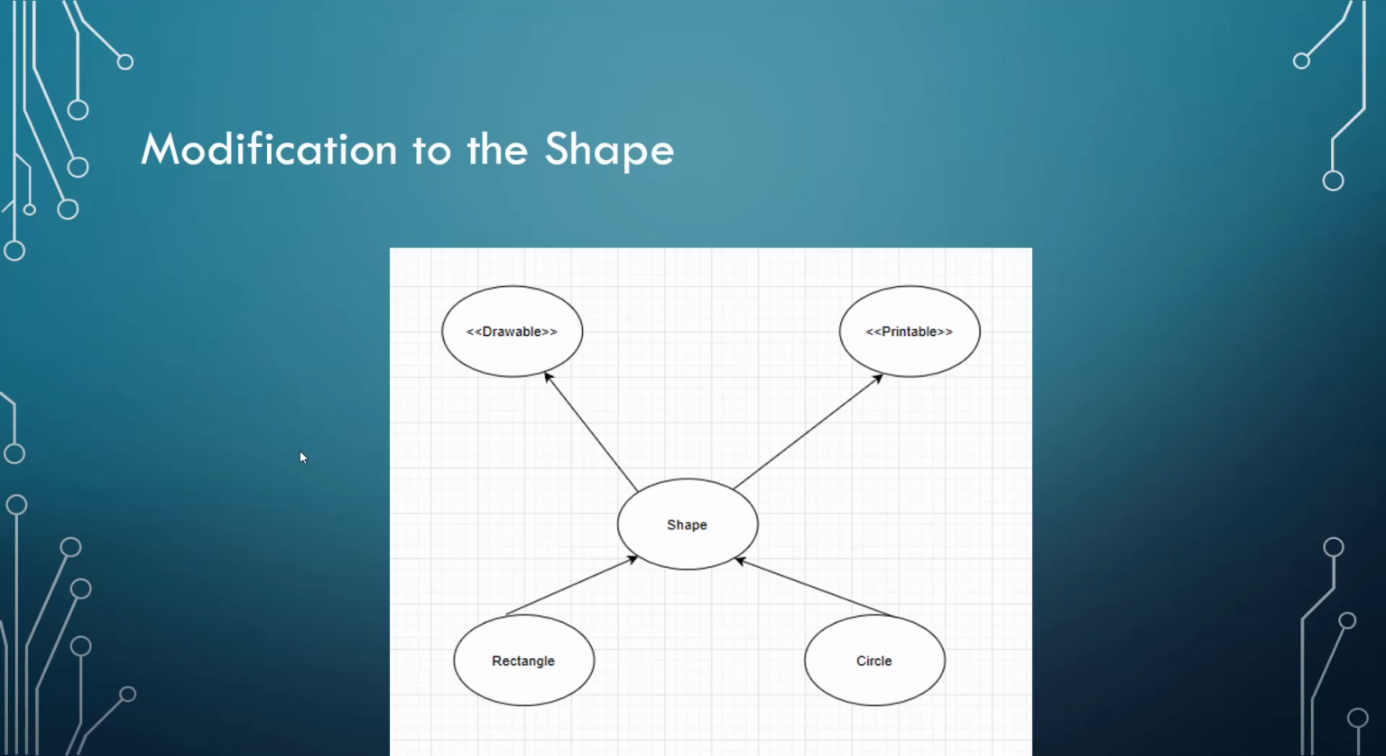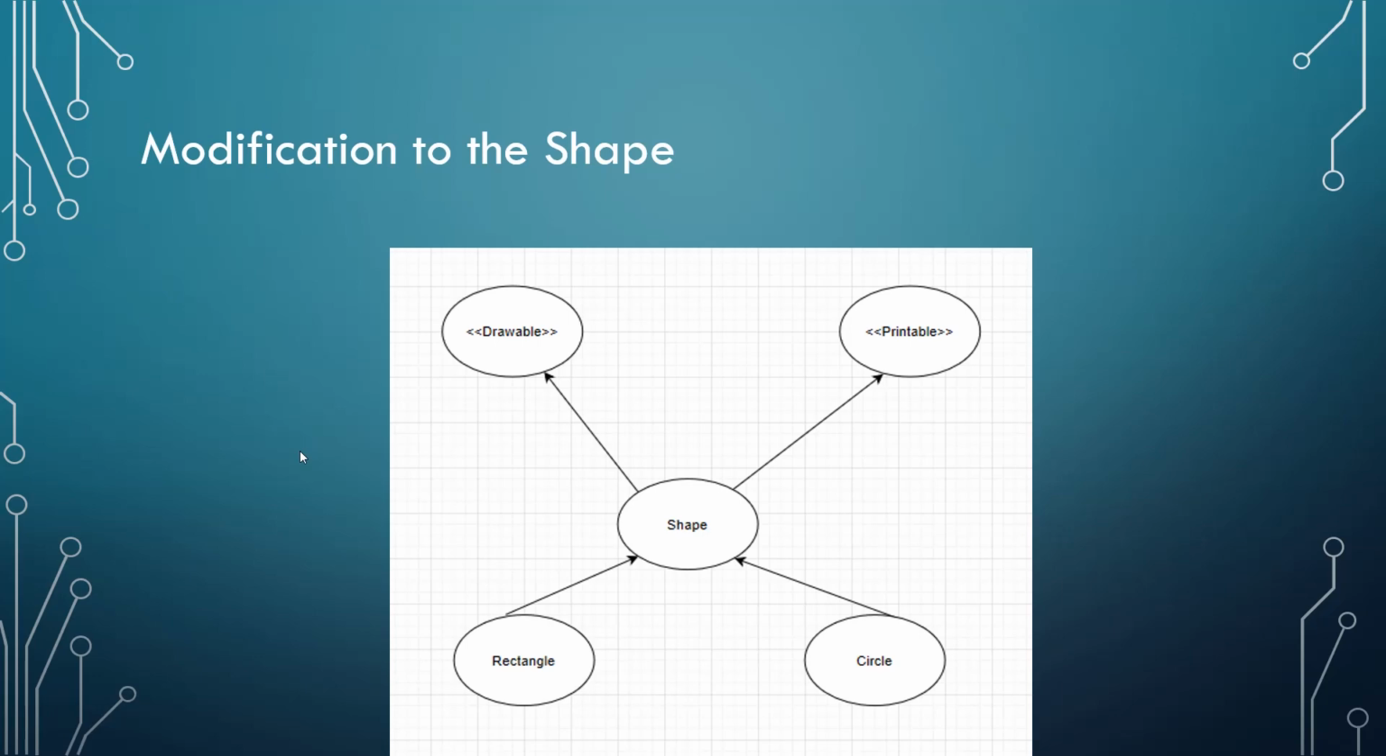In the next example, we're going to modify the shape example to be this. Instead of Rectangle inheriting directly from Drawable or Printable, and the same thing for Circle, we're going to have a Shape. The Shape is going to be an abstract class. It's going to inherit from Drawable and Printable, and then Rectangle will inherit from Shape, and Circle will also inherit from Shape. So Rectangle is a Shape, Circle is a Shape, but you can also say that Circle is a Drawable and that Circle is a Printable.